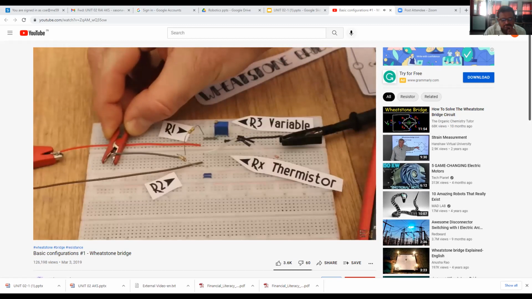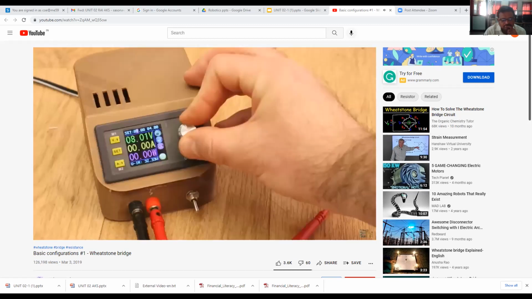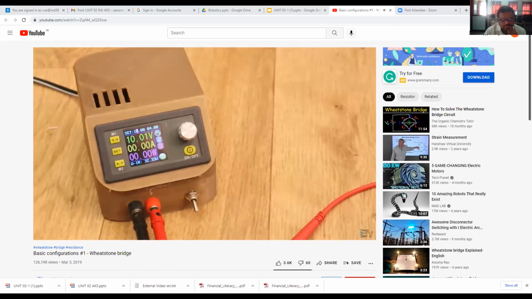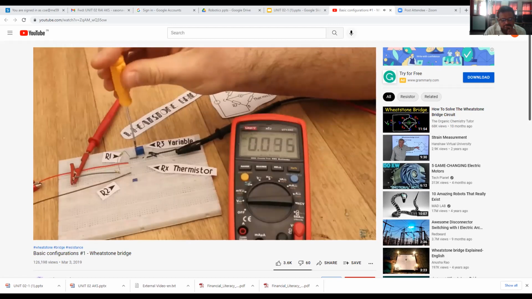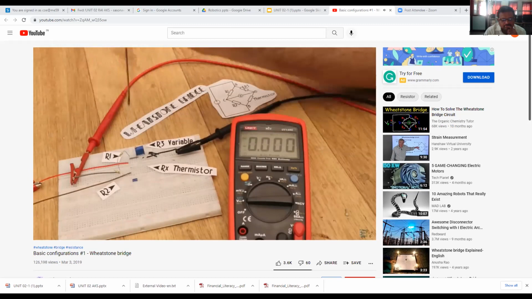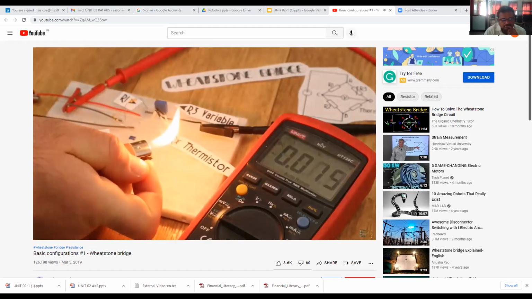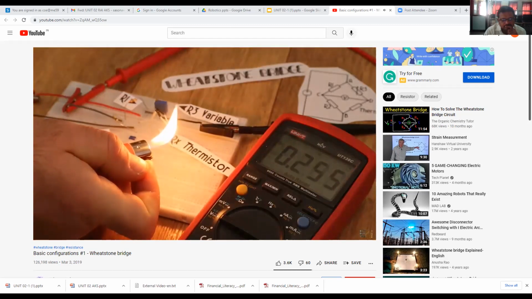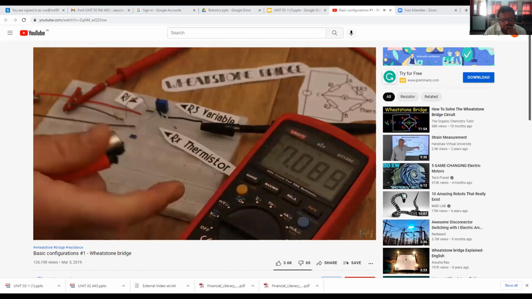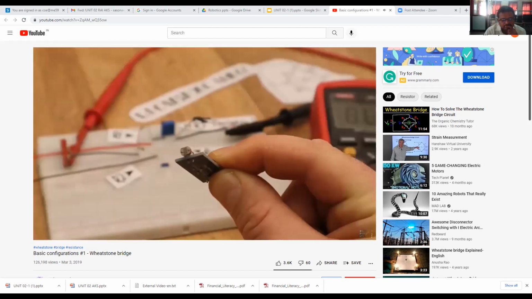Between point C and D, I connect my multimeter and I supply the circuit with 10 volts. I rotate the variable potentiometer till the voltage is 0 volts between point C and D. So right now the bridge is balanced. But now I heat up the thermistor, and as you can see, the voltage is changing, and I could now measure temperature. And the same goes for this LDR, or light-dependent resistor.